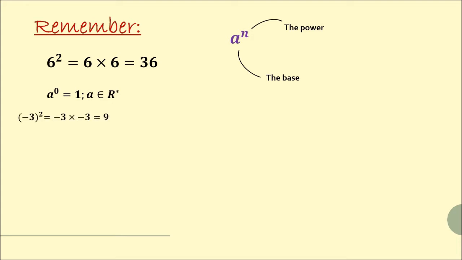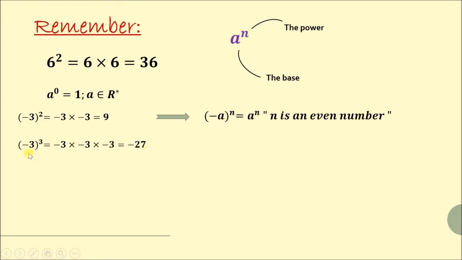And if I take a negative number like negative 3 to the power 2, it means multiply negative 3 by itself 2 times. Negative 3 times negative 3, which is 9. This means that if I have a negative number to an even power, then the negative will disappear. Like here, I have negative here and no negative here.